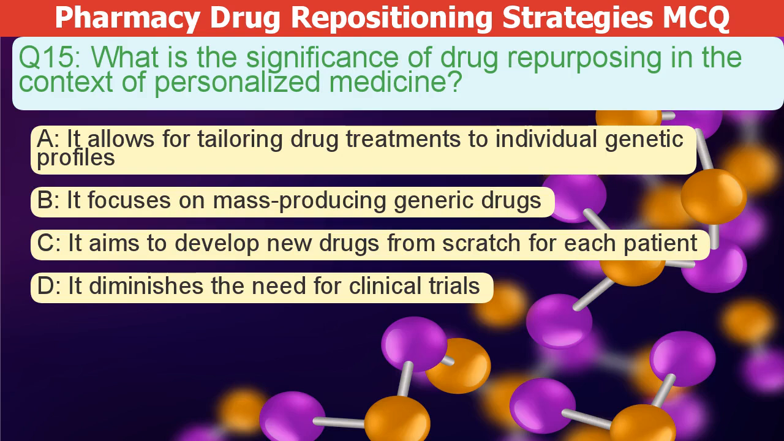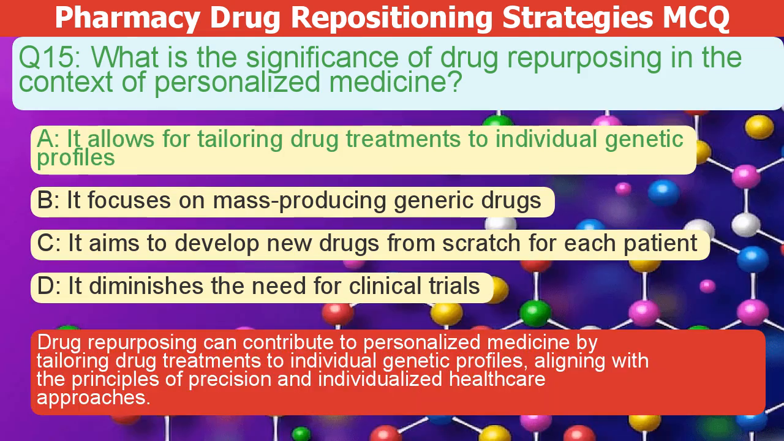What is the significance of drug repurposing in personalized medicine? A. It allows for tailoring drug treatments to individual genetic profiles. B. It focuses on mass-producing generic drugs. C. It aims to develop new drugs from scratch for each patient. D. It diminishes the need for clinical trials. The correct answer is A.